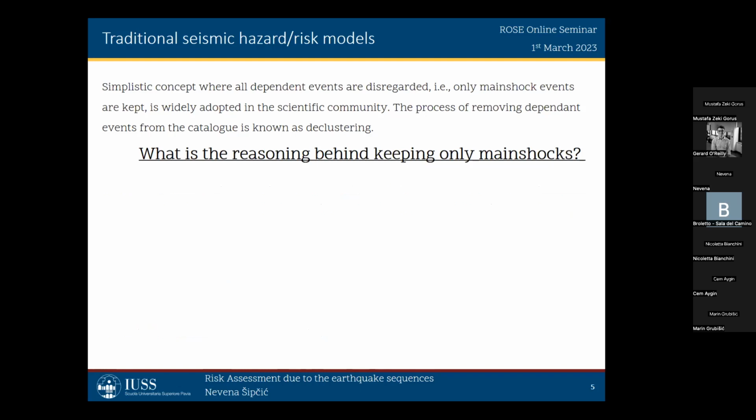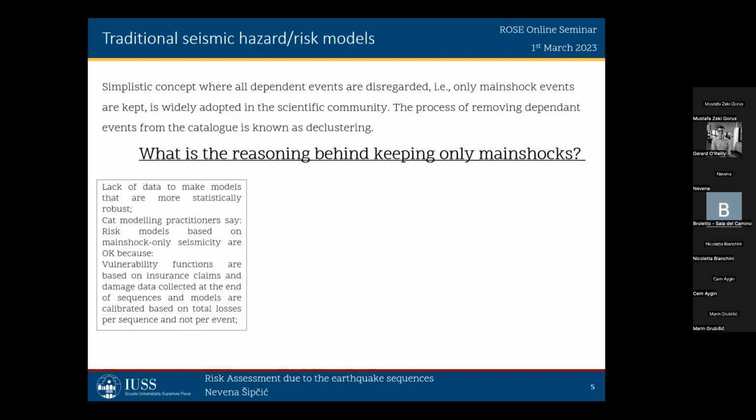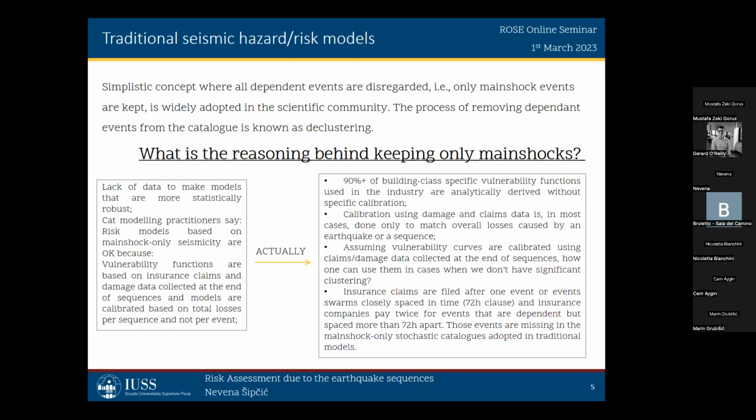The last reason has to do with catastrophe modeling. Practitioners like to say that even though we use declustered catalogs, the vulnerability functions that we are using are based on the actual empirical data that we have, which is collected at the end of the sequence. So in that way, we account for the loss after the entire sequence of events. However, in reality, we don't use the vulnerability functions that are based on the empirical data, but we rather use the vulnerability functions that we analytically derived.